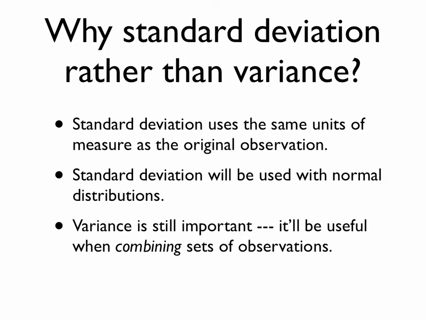So why should we use standard deviation instead of variance? Standard deviation is good because it uses the same units of measure as the original observation. It doesn't make sense to talk about square pets. We want to talk about pets. And so 2.55 pets is our standard deviation. Also, we'll be using standard deviation a bunch when we talk about normal distributions. That's not to say that variance isn't important. We'll still use it. It'll be useful when we combine sets of observations. That'll be in upcoming chapters.